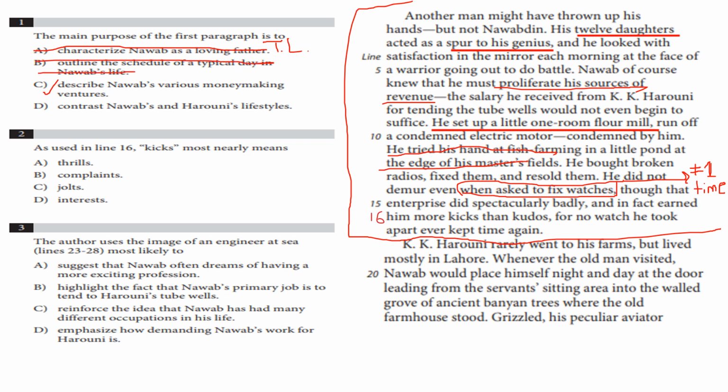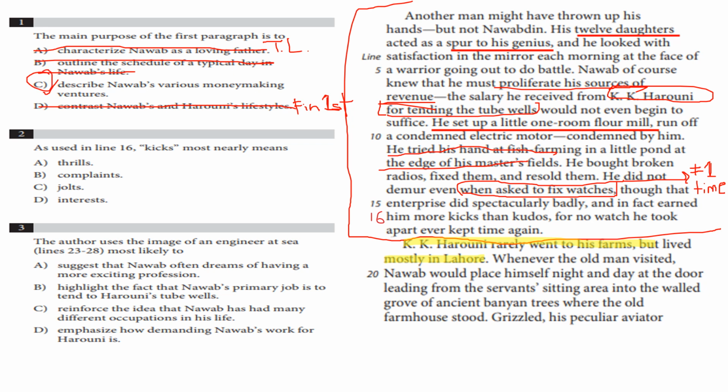So contrast Nawab and Haruni's lifestyles. Well, he only mentioned KK Haruni one time, and it said for tending the tube wells would not begin to suffice. And we assume KK Haruni is an owner. And in the next paragraph, you get into what really tells you that he is an owner, that he really went to his farms but lived mostly in Lahore. So yeah, he is, but let's tell the truth: you're not contrasting their lifestyles, not in the first paragraph. So I put not in first. And so I'm going to go ahead and go with describe Nawab's various money-making ventures.